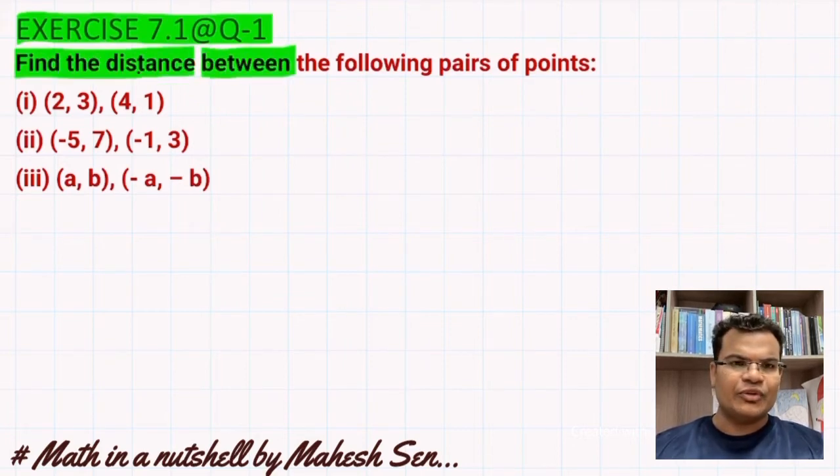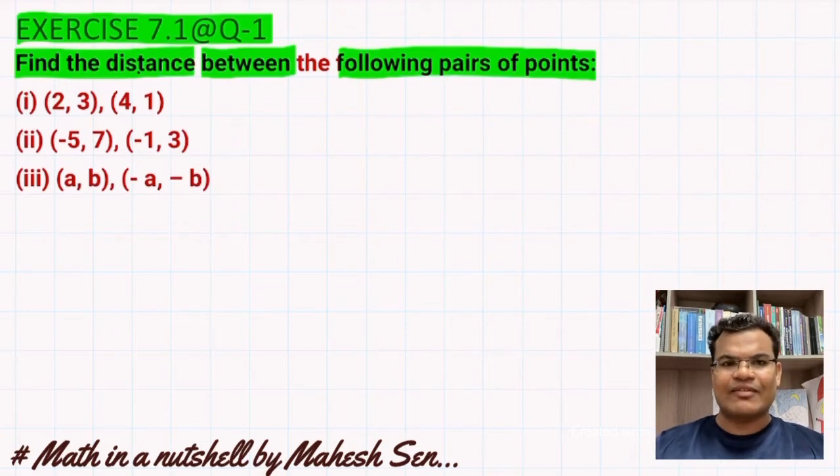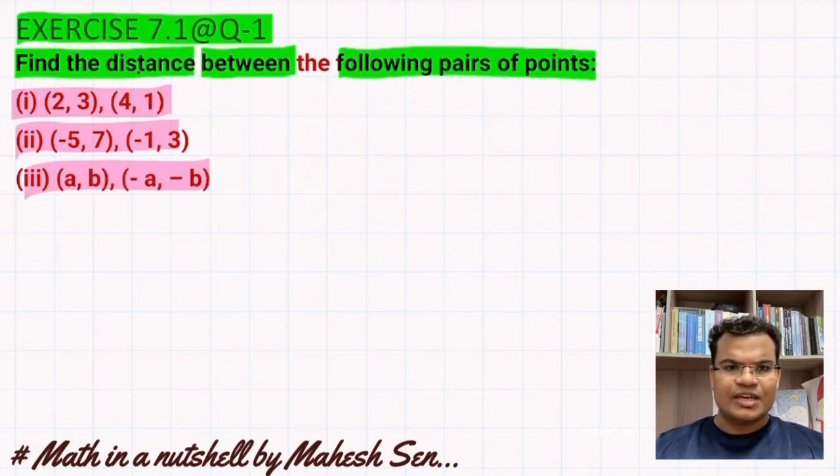Guys, today we have exercise 7.1, question number 1 of chapter 7, Coordinate Geometry. The question says: find the distance between the points. There are three parts in question number 1, and we'll solve all three parts one by one.